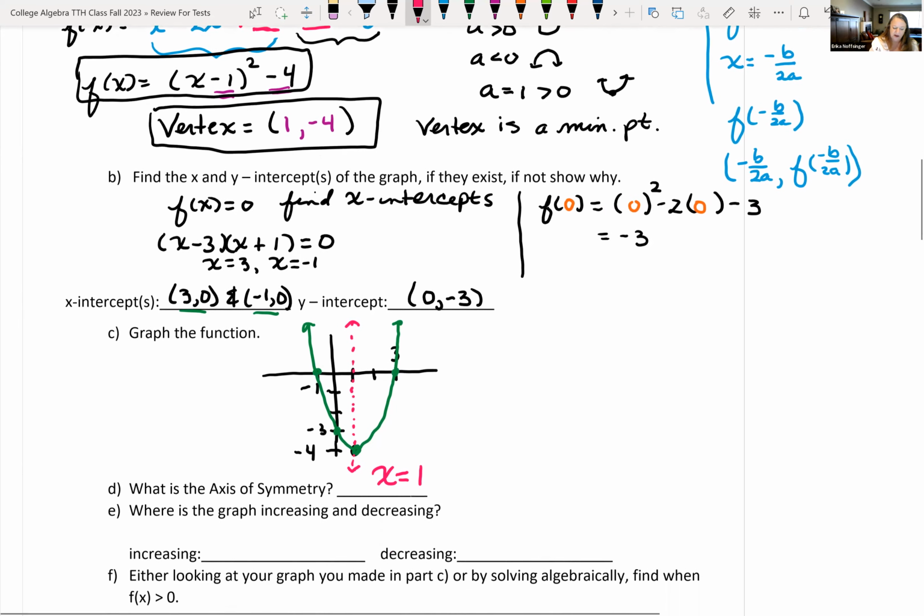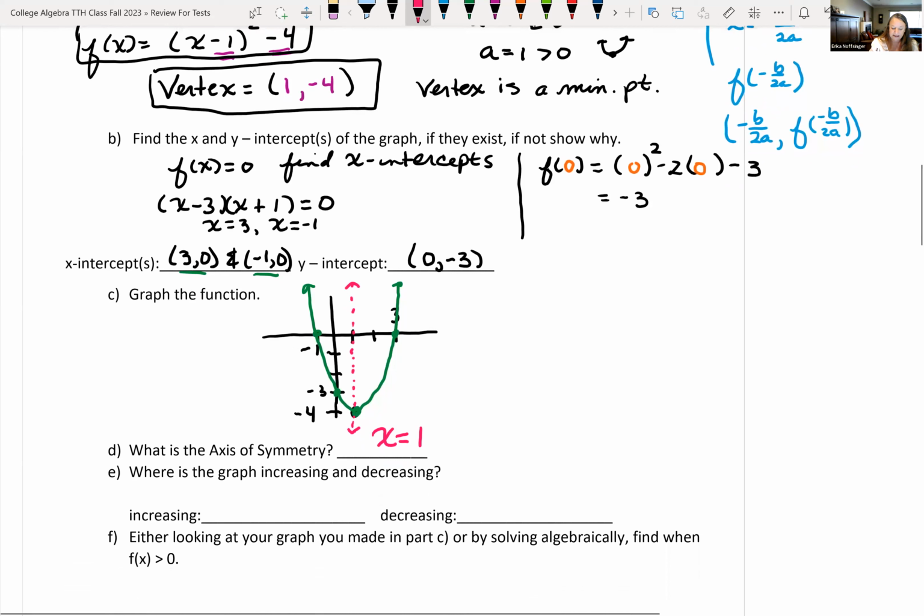So where is the graph increasing and decreasing? We're looking at what the graph is doing as we move left to right. I notice that as I'm moving left to right until I get to my vertex, or the x value of 1, my graph is decreasing. So I'm decreasing here.